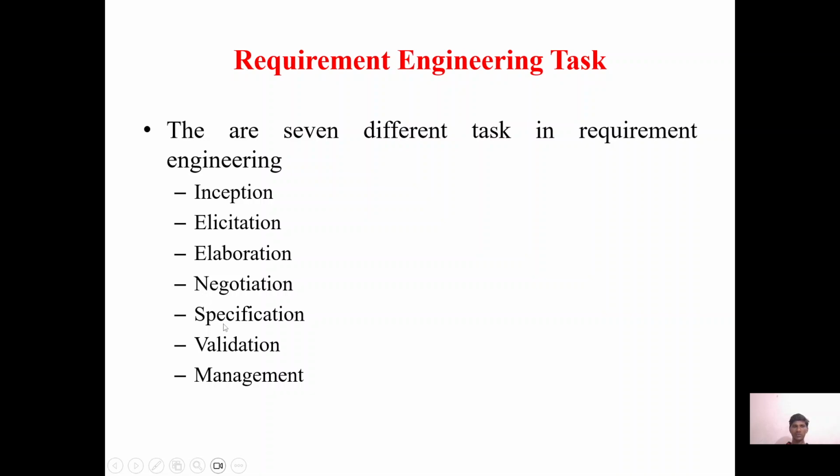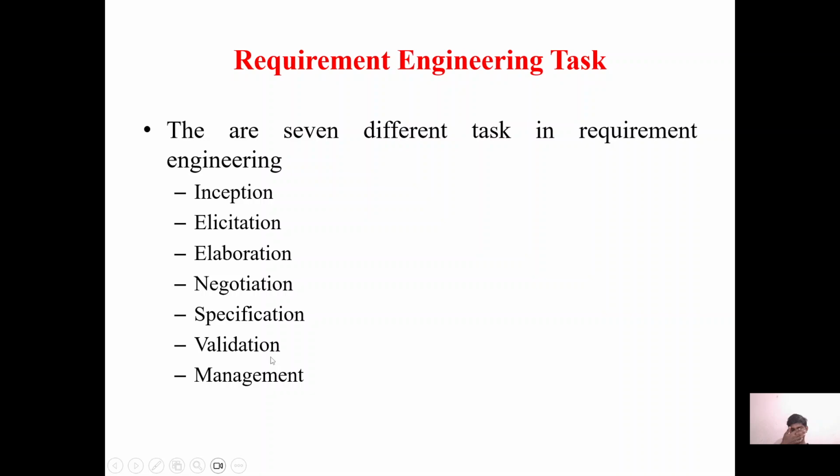Next is specification. In this task the requirement engineer constructs a final work product. What the customer actually wants will be specified in this. It collects all the user, system, functional and non-functional requirements from the user, and it will be listed in the form of documentation like SRS or design document recommendation.